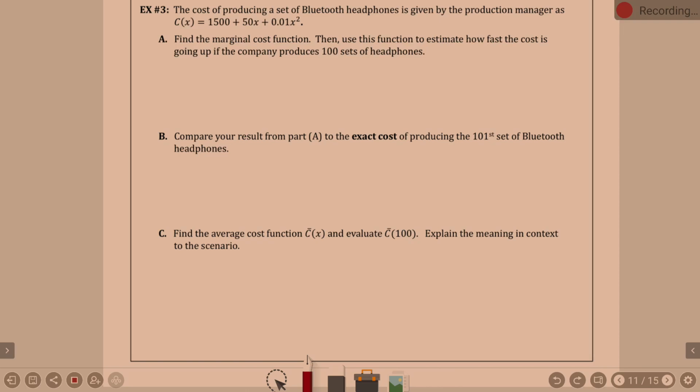Okay, some basic questions here. First of all, they ask us to find the marginal cost. Then use this function to estimate how fast the cost is going if the company produces 100 sets of headphones. So first of all, how do we find marginal cost? Derivative, yes? Okay. So in order to find marginal cost, we're going to find the derivative. Easy enough derivative. Let's do it by hand. What do you get?